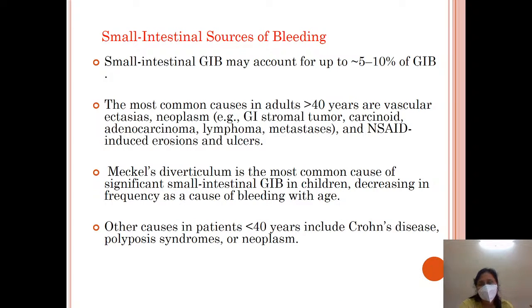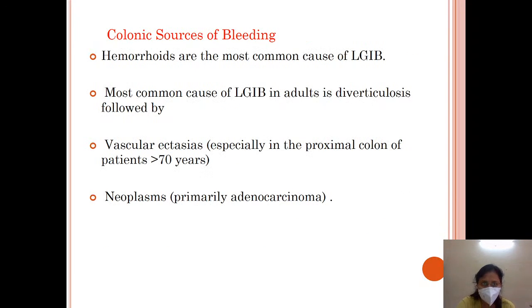Coming to the small intestinal sources of bleeding, it accounts for about 5 to 10% of GI bleeding. The most common causes in adults, that is more than 40 years, are vascular ectasias and neoplasms, example GI stromal tumors and carcinoids, adenocarcinoma, lymphoma, metastasis, NSAID-induced erosions and ulcers. Meckel's diverticulum is the most common cause of significant small intestinal GI bleeding in children, decreasing in frequency as a cause of bleeding with age. Other causes in patients less than 40 years include Crohn's disease, polyposis syndrome, or neoplasms.